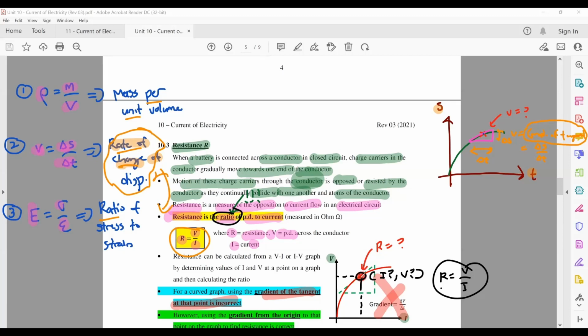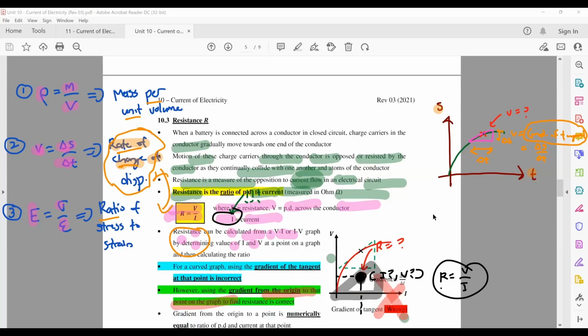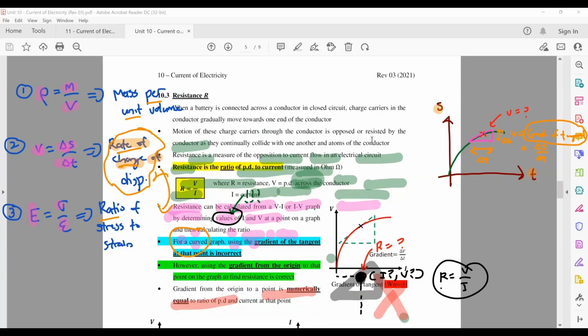This point here, you need to specifically know the value. You cannot just find the gradient or the tangent like this. This is wrong. Okay, so to find the ratio of values at this point, I said that you cannot use gradient or tangent, but there's an easy way to find the ratio value. You can use gradient, but you have to use the gradient from the origin.